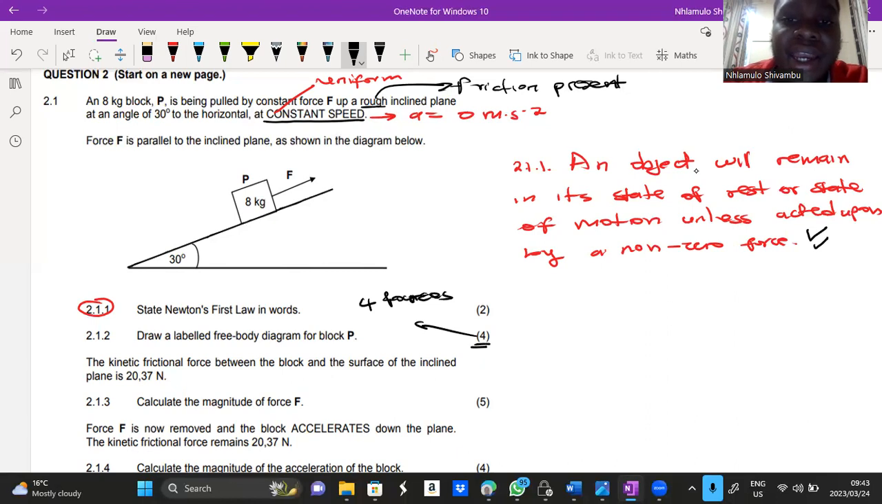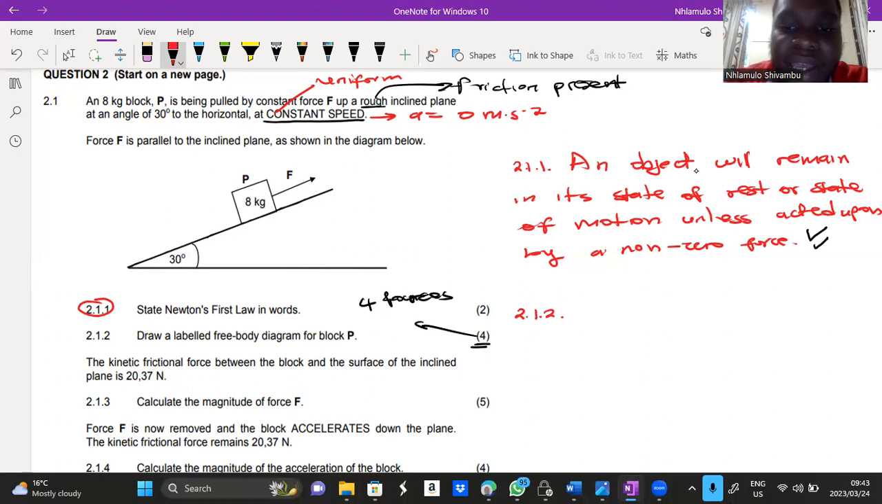And then we know that in grade 12, the 5 main forces that you are dealing with, right? So out of the 5, you only need to draw 4 in our case. So this is 2.1.2. So if you look at this system, we are dealing with an inclined surface, right?